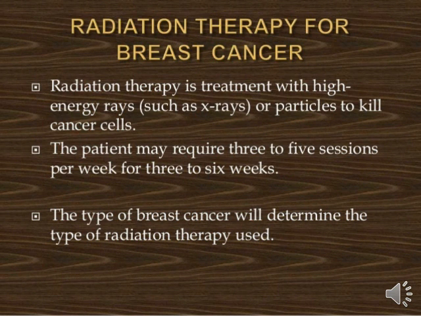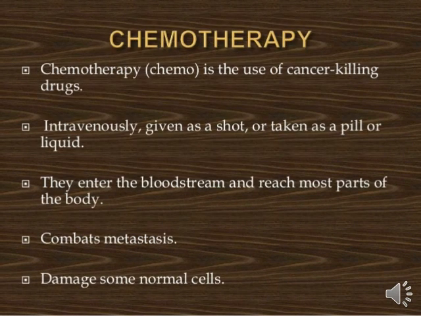Now chemotherapy. Chemotherapy is a pharmacological therapy for breast cancer or breast tumor. Chemo means the use of cancer-killing drugs. So if we provide chemotherapy, we are capable of killing the cancerous cells. It is given intravenously, as a shot, or taken as a pill or liquid. Okay students, the drugs enter the bloodstream and reach most parts of the body, combat metastasis, and damage some normal cells.